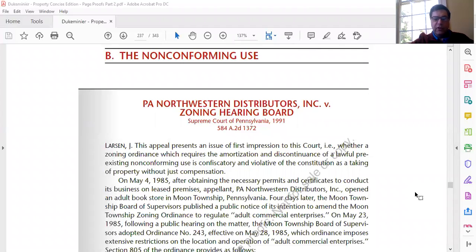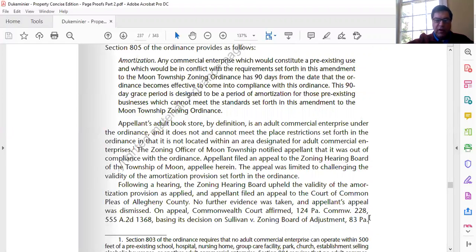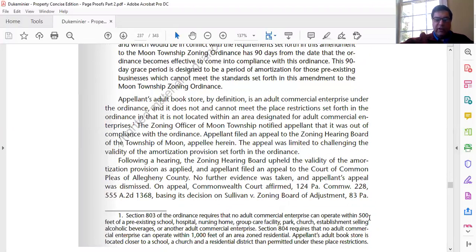But very quickly after the adult bookstore opens, the city adopts a new zoning ordinance that goes into effect 24 days after the adult bookstore opened. And the adult bookstore does not conform to the new regulations. The reasons for this are down in footnote 1 on page 580. The ordinance says that adult commercial enterprises cannot operate within 500 feet of a school, or within 500 feet of a church, or within 1,000 feet of a residential area. And this adult bookstore violates all of those restrictions on location.